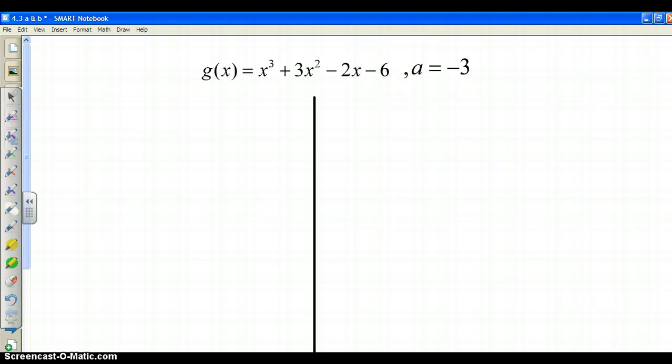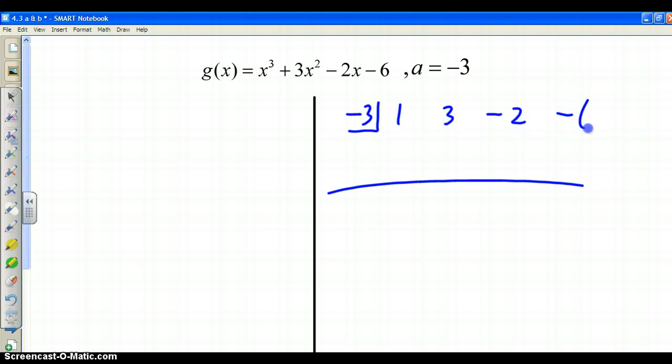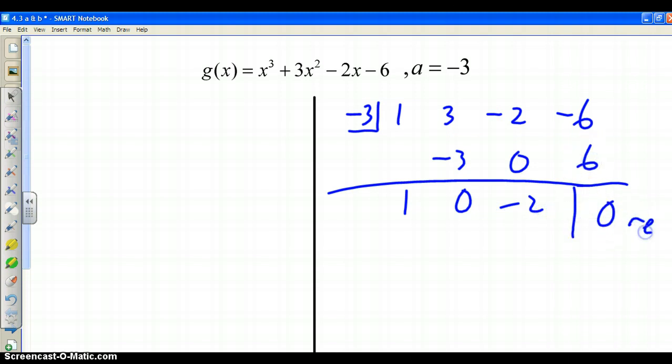If you want to try one more, we can do that. So if it said use synthetic substitution or use the remainder theorem, all I would do here is put negative 3 in the box, take my coefficients 1, 3, negative 2, negative 6. This is a very quick problem. Get 1, negative 3, 0, 0, negative 2, 6, 0. My remainder is 0, so guess what?